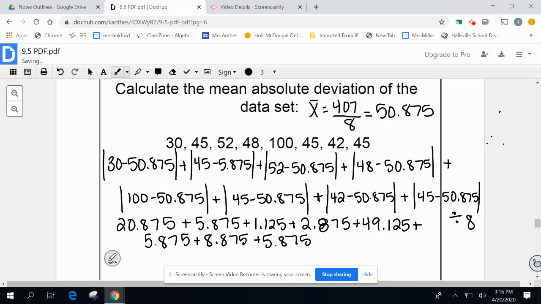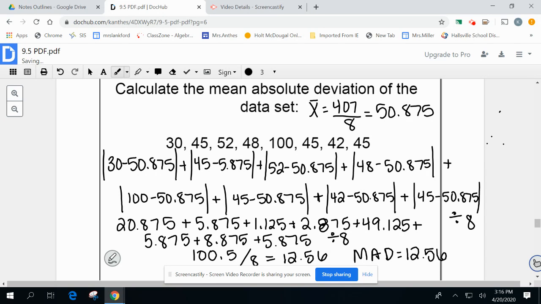Okay, so I've gone through and calculated each one of these, and then I need to eventually divide this by 8 because there are 8 terms. So if I add all of this up, I'm going to end up with 100.5 divided by 8, which is going to give me 12.56. So my mean absolute deviation is 12.56.